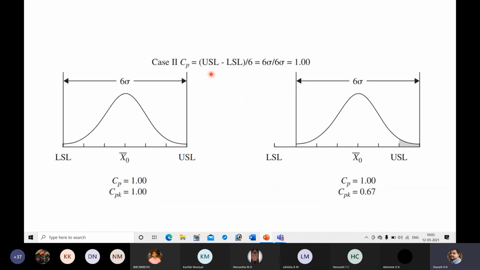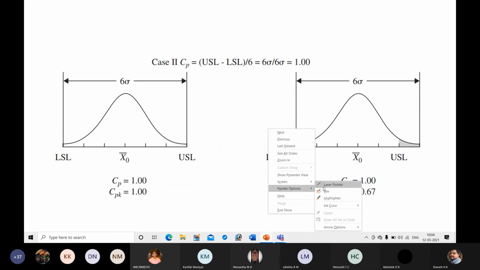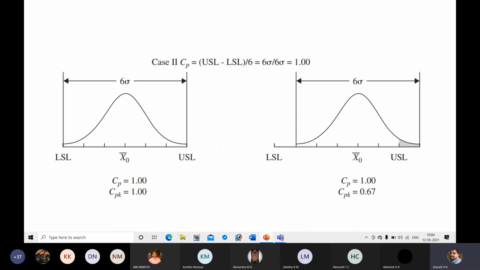In another case, the upper specification limit is plus 3 sigma and the lower specification limit is minus 3 sigma. If you substitute, you will get Cp and Cpk as 1 and 1. Again, if the process is off centered, instead of having the mean at this location, this is the center, this is the target, but the process has shifted towards the right. Then the Cpk value will be less than 1, that is 0.67, whereas the Cp value remains the same.